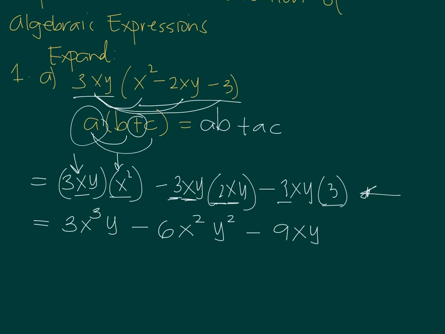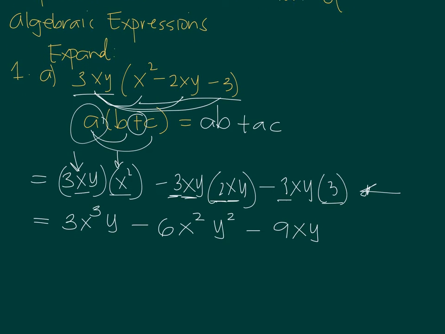So an alternative way of doing this is to multiply directly, so do the multiplication mentally. So 3xy times x squared is 3x cubed y, and then for the second term, 3 times 2 is 6, x and x will become x squared, and y will become y squared. And then finally 3 times 3 is 9, so you have 9xy.